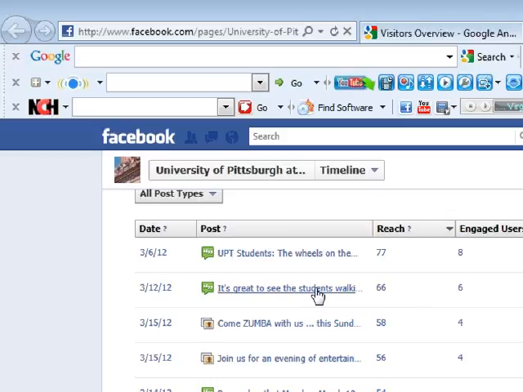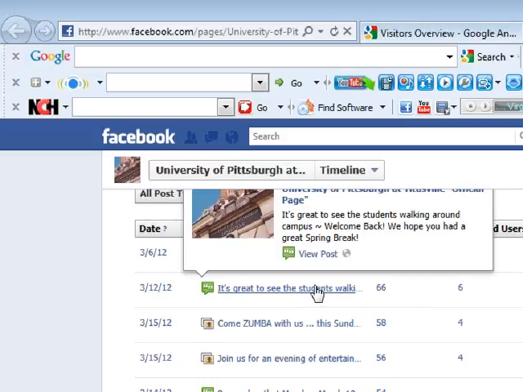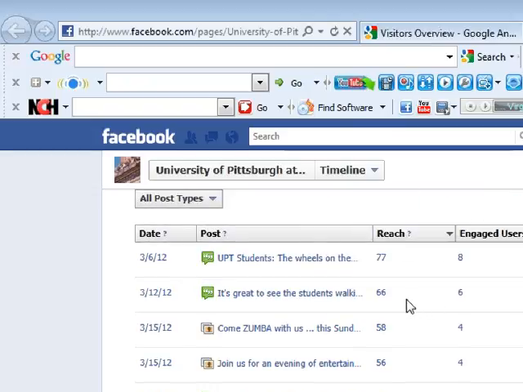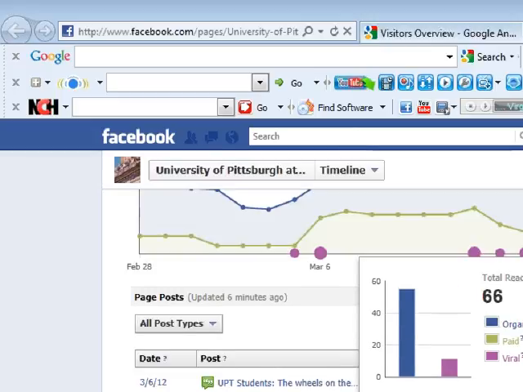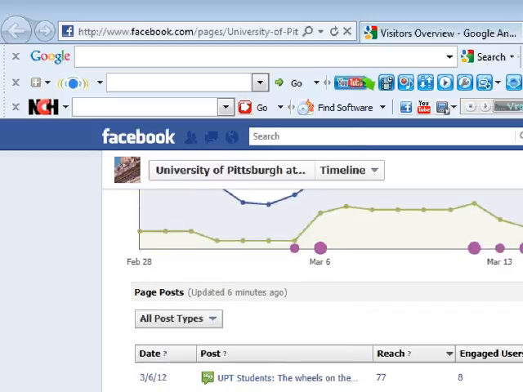The second highest post was, "It's great to see the students walking around campus. Welcome back. We hope you had a great spring break." For some reason, the students liked it. It reached 66 people. 6 people were effectively engaged in conversation with us about that, and 3 were talking about it. So you can actually go down the list and see which post did the best for this organization.